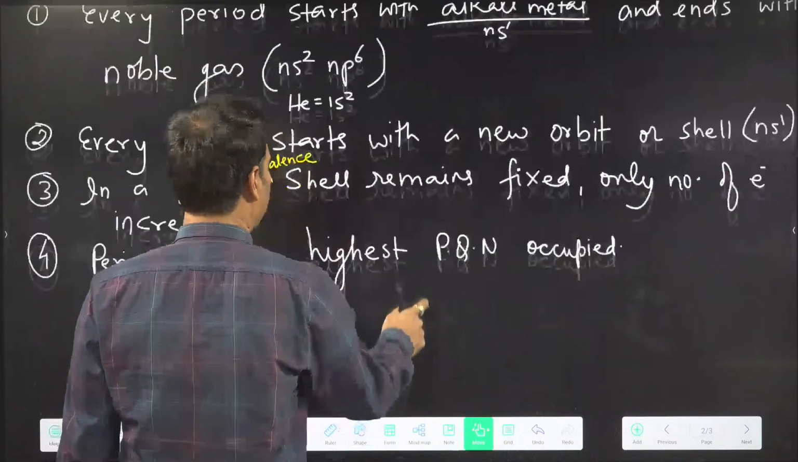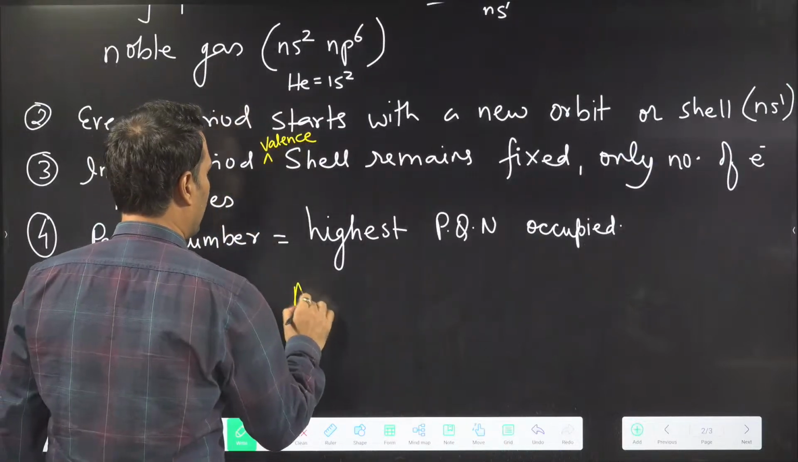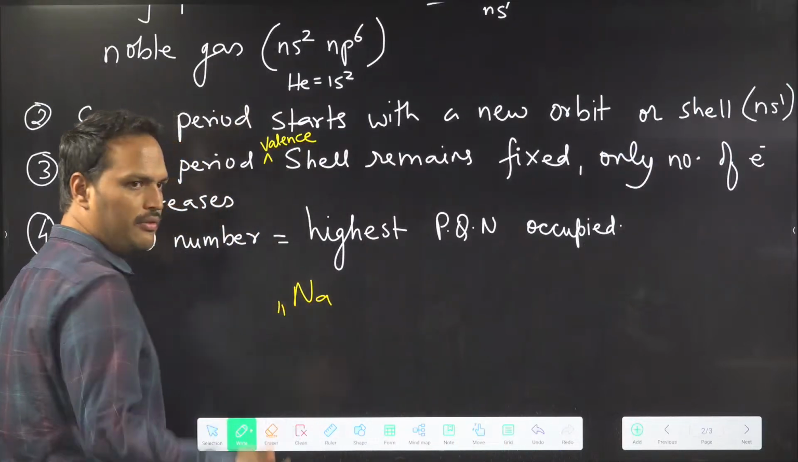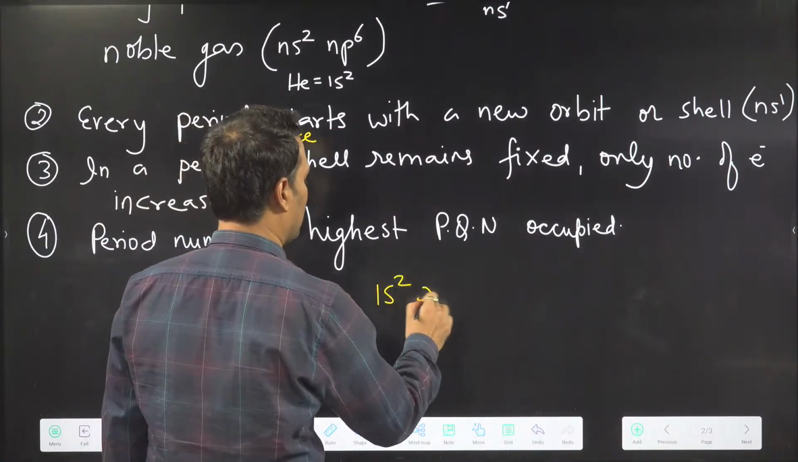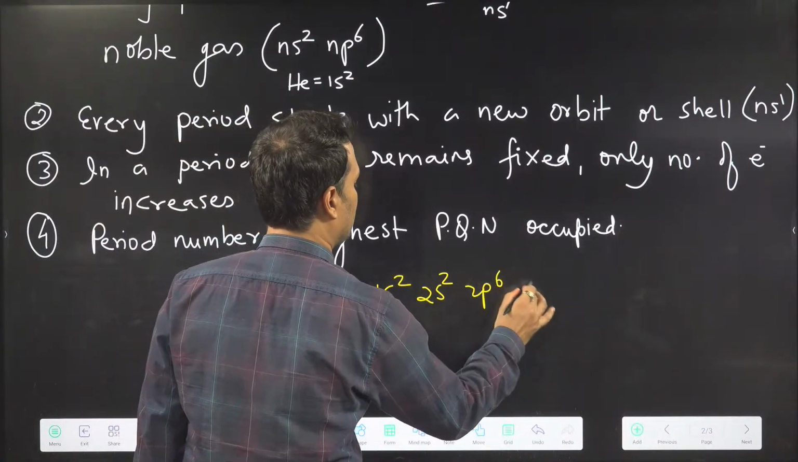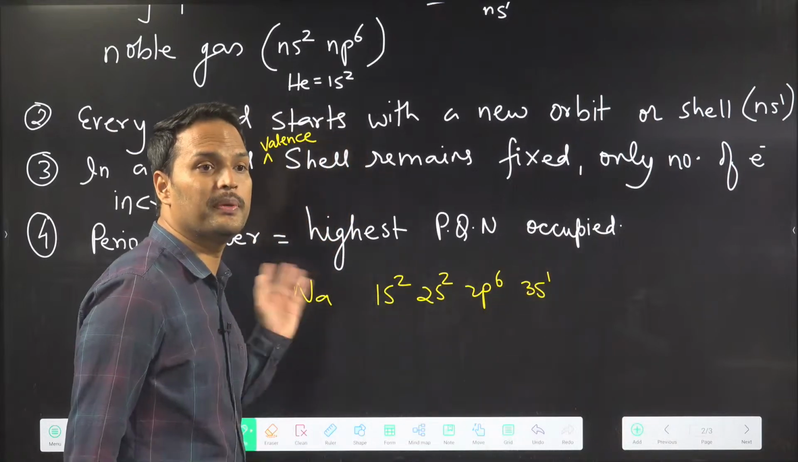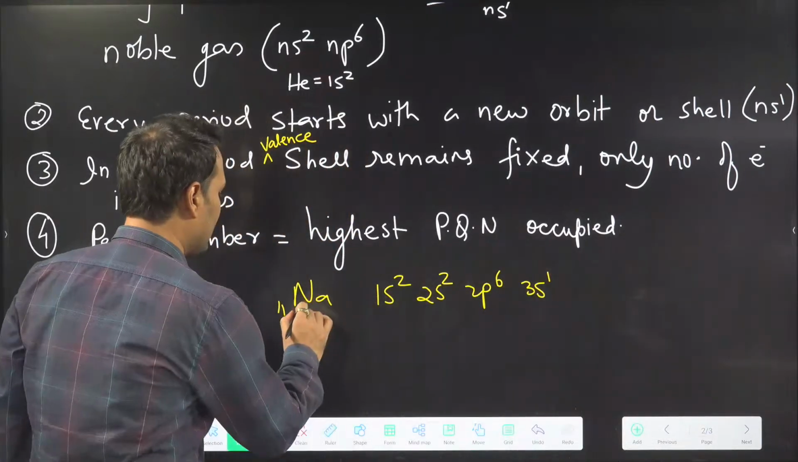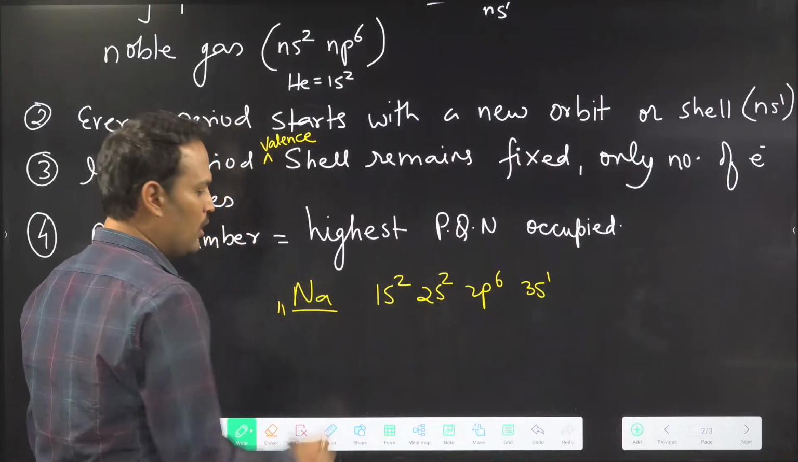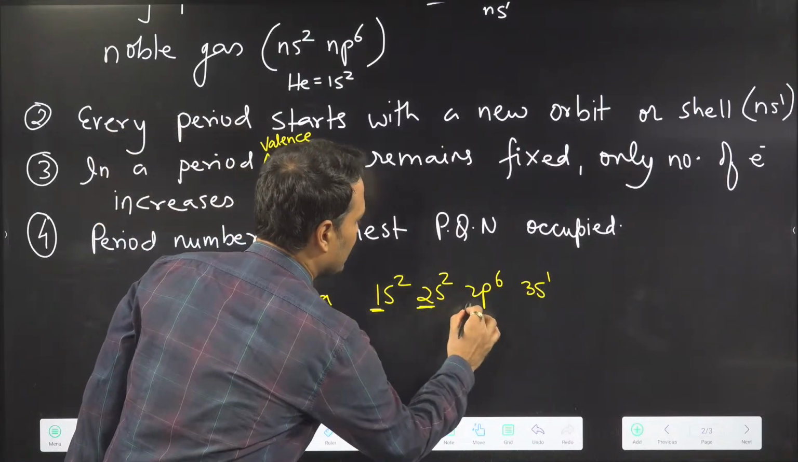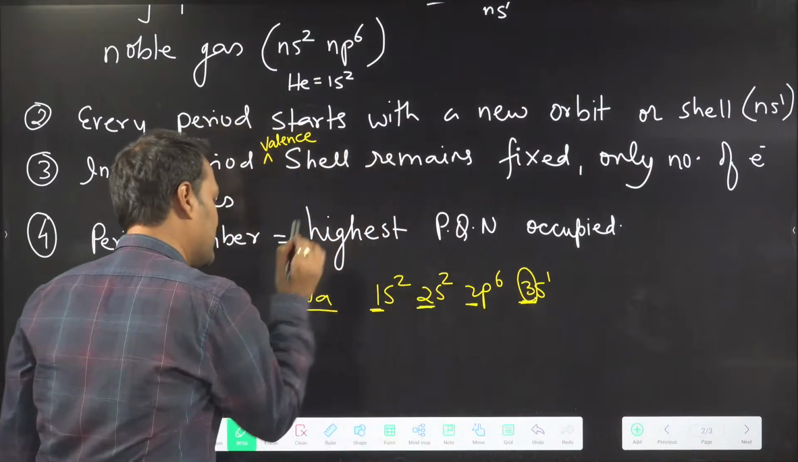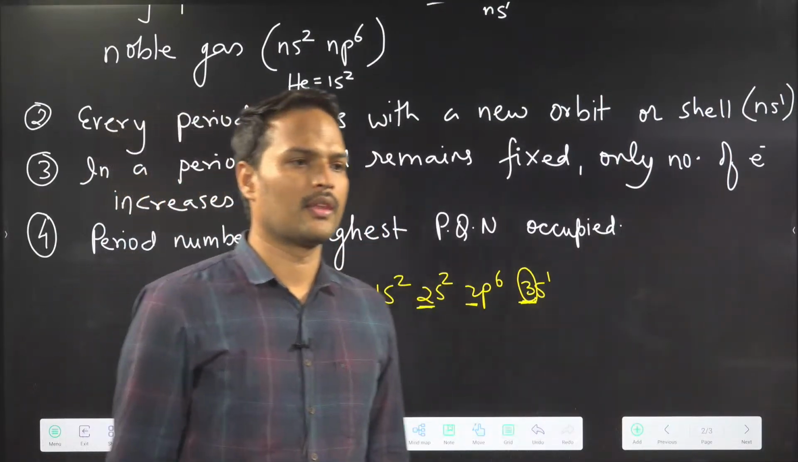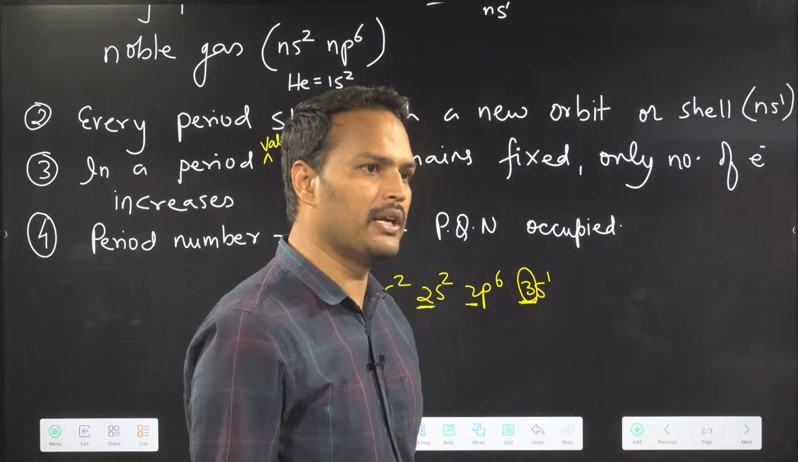Like I will give you an example. Everyone knows this. Sodium. What is the atomic number of sodium? Very easy, 11. What is the configuration? 1s2, 2s2, 2p6, 3s1. Which period? What is the highest quantum number in this? Principal quantum number 3. That means this is the 3rd period.